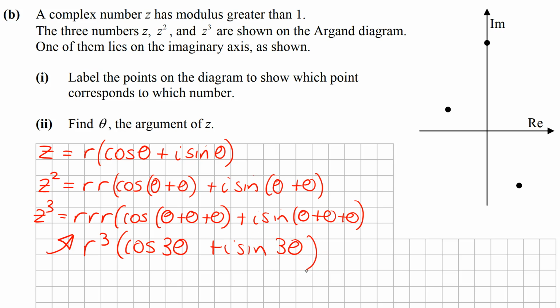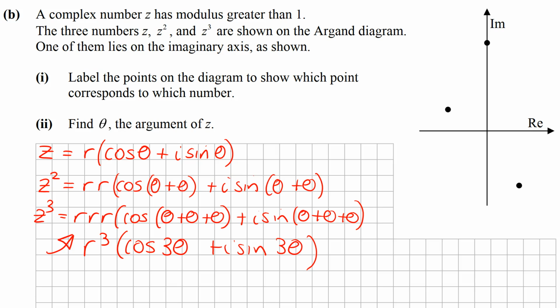So that's basically what De Moivre's theorem tells me. For z squared I multiply the two r's and I add the two angles. For z cubed I multiply three r's and I add three angles. In short, that becomes r cubed cos 3 theta. Now how does this help us?